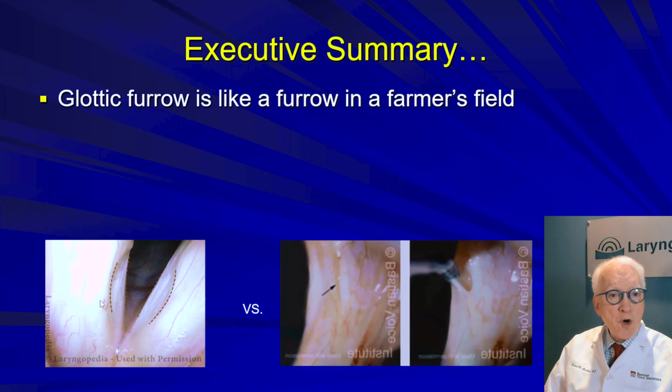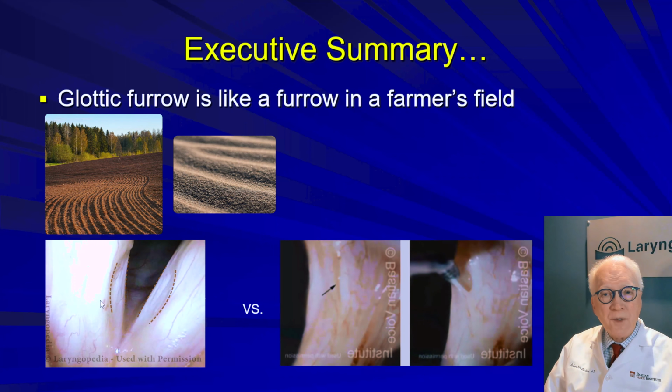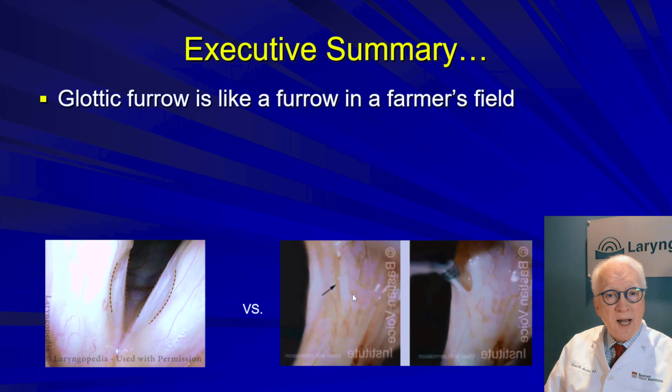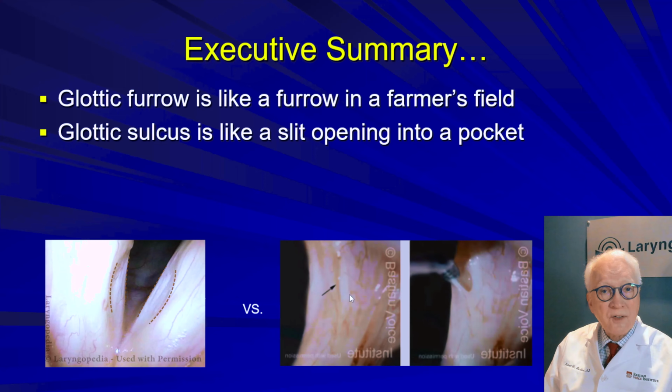A glottic furrow is like a furrow in a farmer's field. It's a depression, and you'll see it right here. It's often a defect in the vocal ligament also, and most often a congenital kind of thing in a long-term raspy, husky voice. By contrast, a glottic sulcus is like a slit you see right here.